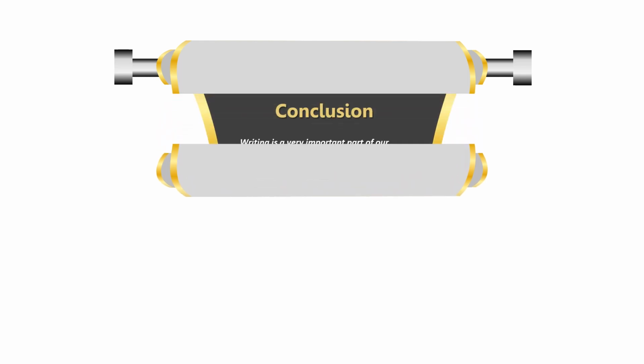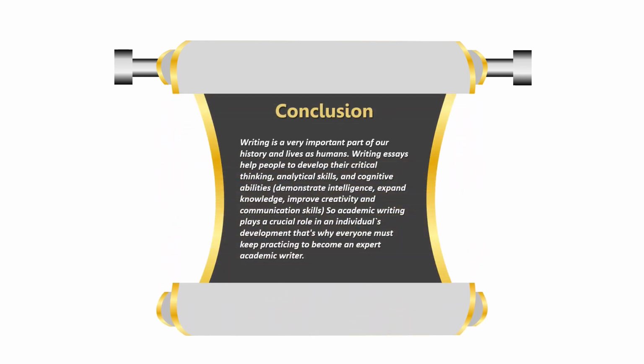And now let's see the conclusion. To conclude, writing is a very important part of our history and lives as humans. Writing essays helps people to develop their critical thinking, analytical skills, and cognitive abilities. It demonstrates intelligence, expands knowledge, and improves creativity and communication skills. So academic writing plays a crucial role in an individual's development. That is why everyone must keep practicing to become an expert in academic writing.